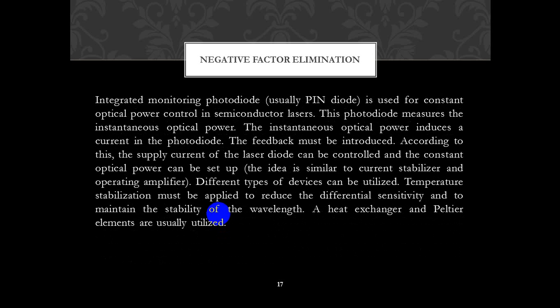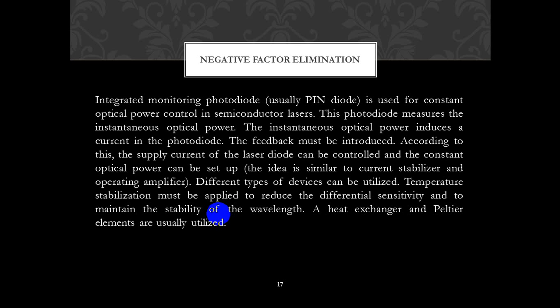Negative factor elimination. An integrated monitoring photodiode, usually a PIN diode, is used for constant optical power control in semiconductor lasers. This photodiode measures the instantaneous optical power. The instantaneous optical power induces a current in the photodiode. The feedback must be introduced. According to this, the supply current of the laser diode can be controlled and the constant optical power can be set up. Different types of devices can be utilized.